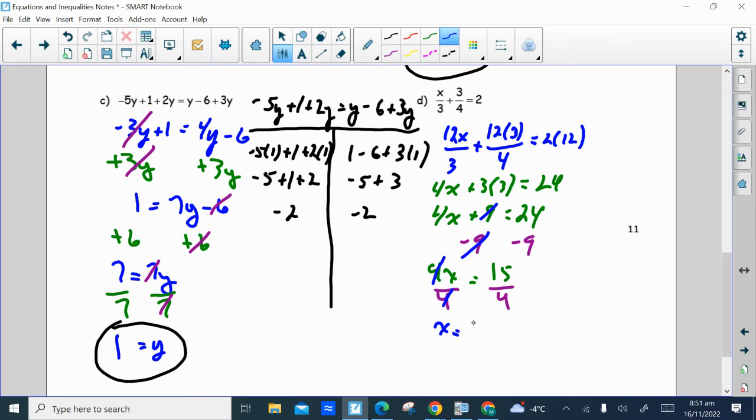And in this case, we get a fraction for an answer. That doesn't mean it's wrong, but we're going to check to make sure. We'll start with the original equation. And in this case, we're going to use our calculator to help us.